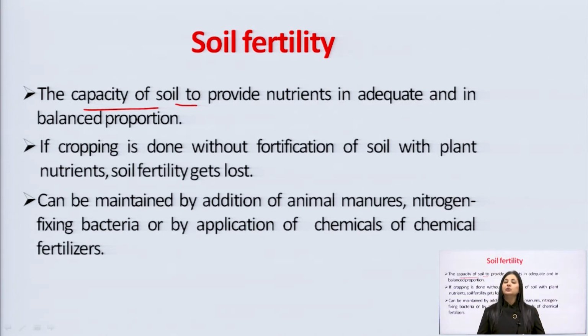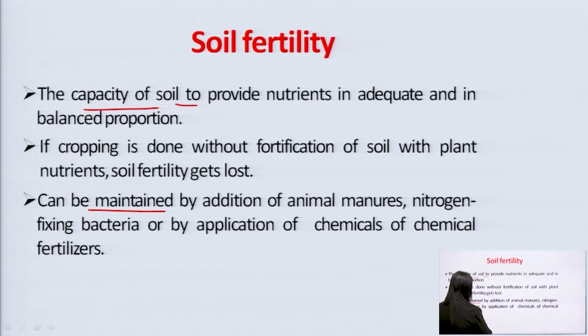That is what I told you earlier. If we grow the plant in the same soil again and again, the nutrients of the soil are lost. So we need to fortify the soil. We need to supplement the soil with nutrients in the form of fertilizers and manures. Soil fertility can be maintained by the addition of animal manures, nitrogen fixing bacteria, or by application of chemical fertilizers.